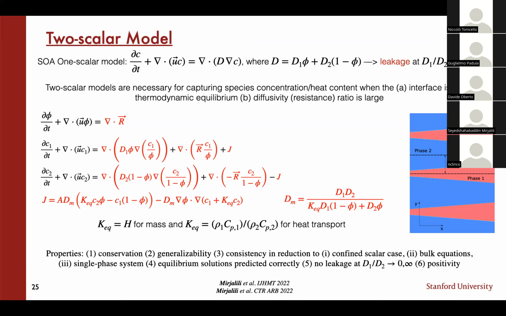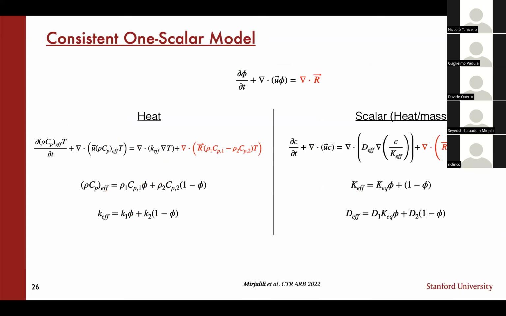And all of these nice properties. So then there's also a one-scalar model that you can use when your diffusivity ratios are small, when you don't want to deal with a highly, maybe, turbulent system where you can assume you have thermodynamic equilibrium. But even then, you have to make sure that you have a consistency correction accounting for the right-hand side. So for instance, here, the right-hand side is moving volume from one phase to the other, right?